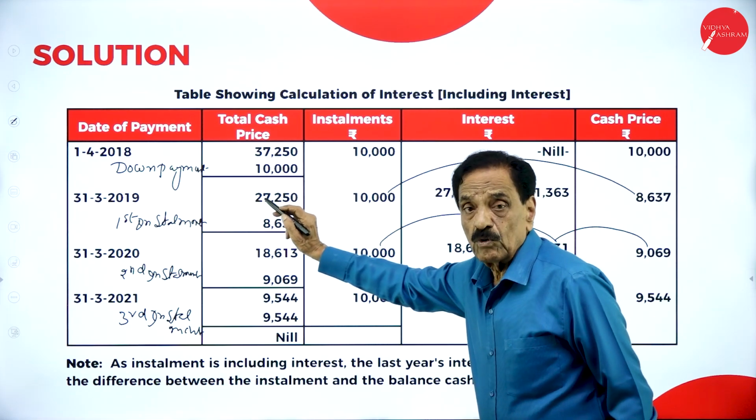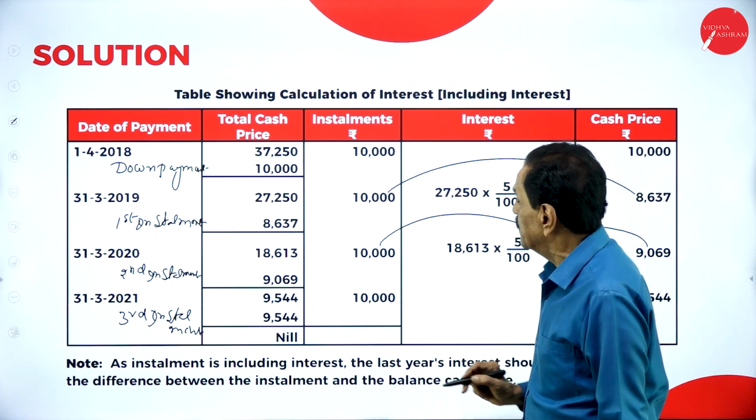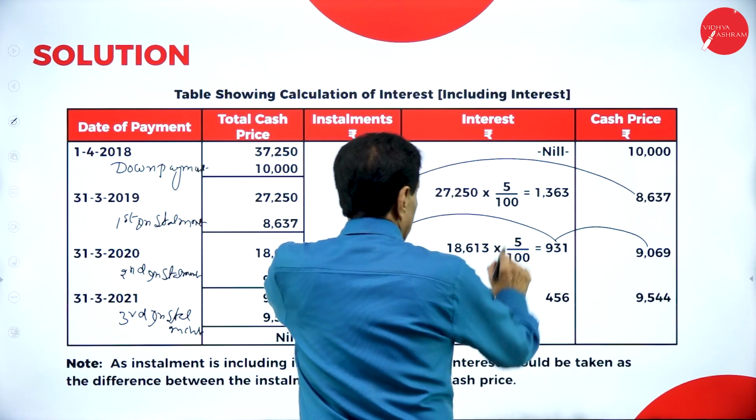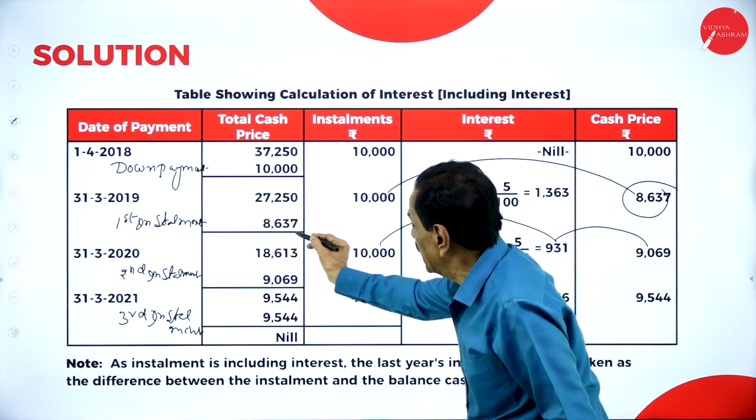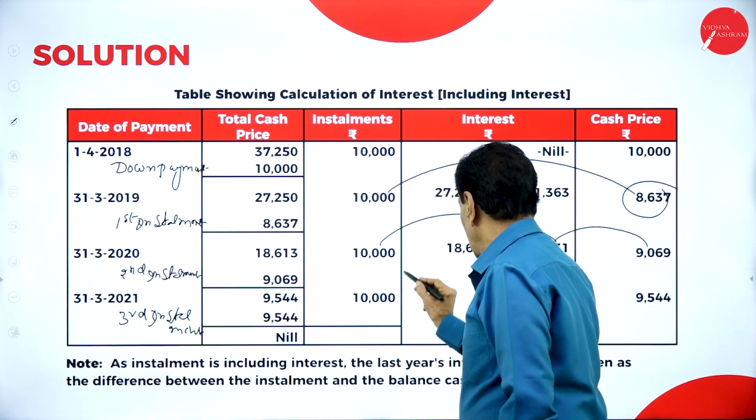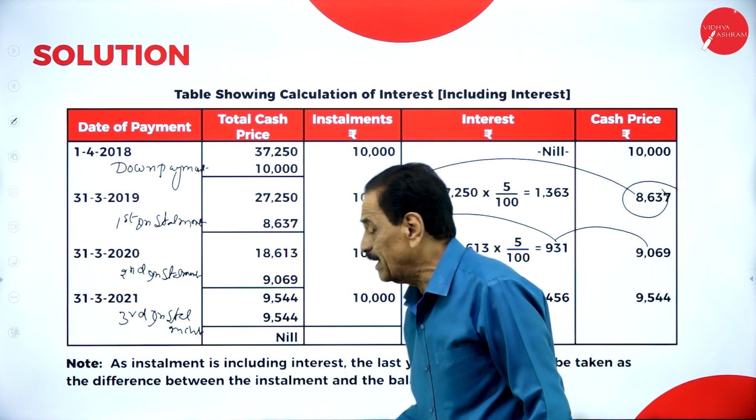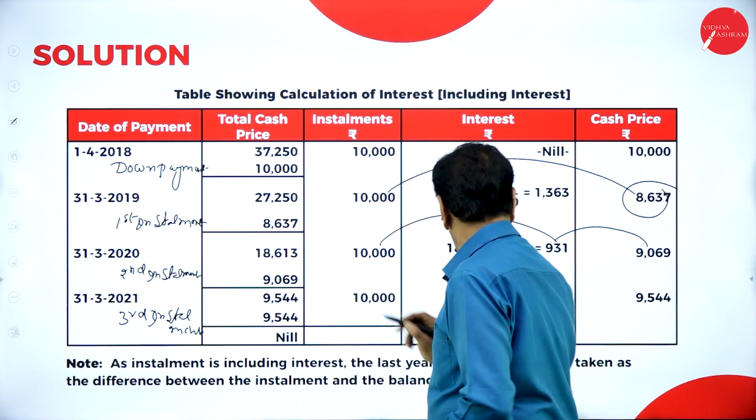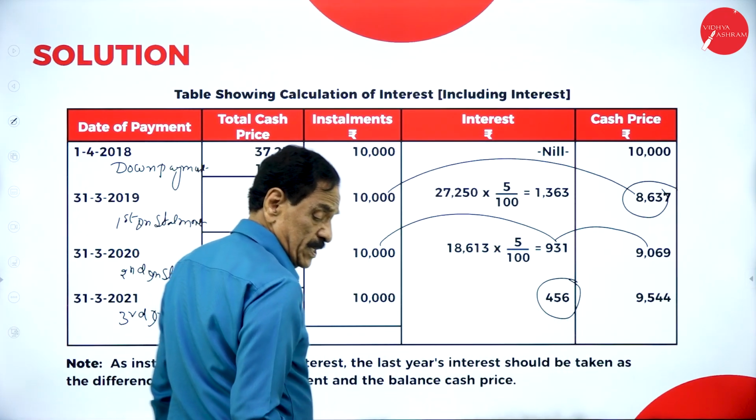So 37,250, how much down payment? 10,000, no interest is there, 10,000 for the cash price. Second, the balance is 27,250. First installment, we pay 10,000, interest is 1,363, deduct this interest, real money is 8,637, that should be deducted. What's the balance? 18,613. Second installment, 10,000, out of 10,000 deduct 931, balance is 9,069. What's the balance? 9,544 that should be paid. We'll clear off 9,544 with 10,000, interest is 456. Hope you understand this. Okay.